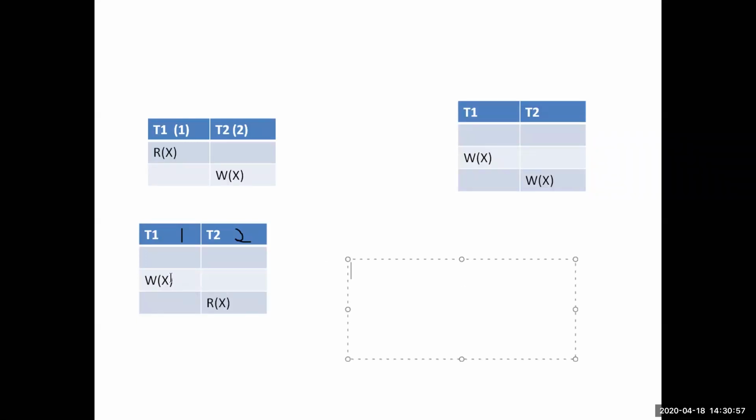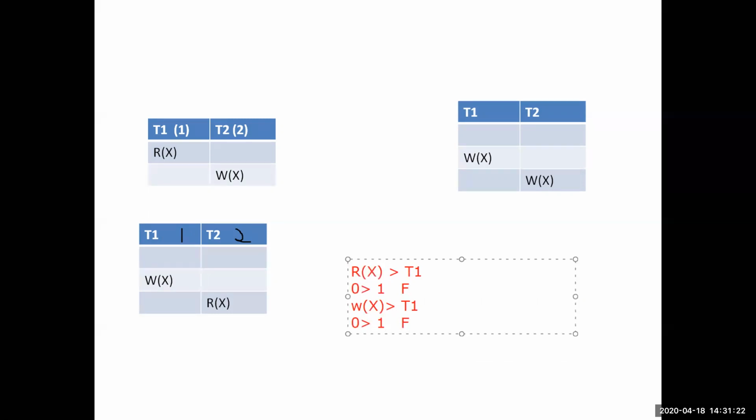What does the rule say for this write? Is read of X greater than T1? Because right now I'm performing in T1. Initially it is 0, greater than 1? The answer is fail. I need to check for write also. Write timestamp of X, is it greater than T1? That is 0 greater than 1? The answer is false. So set your write timestamp of X equal to T1. So the write timestamp, which was 0 earlier, now gets updated to 1.